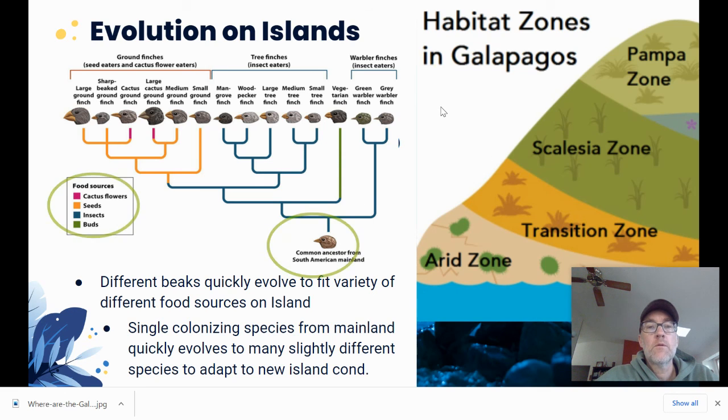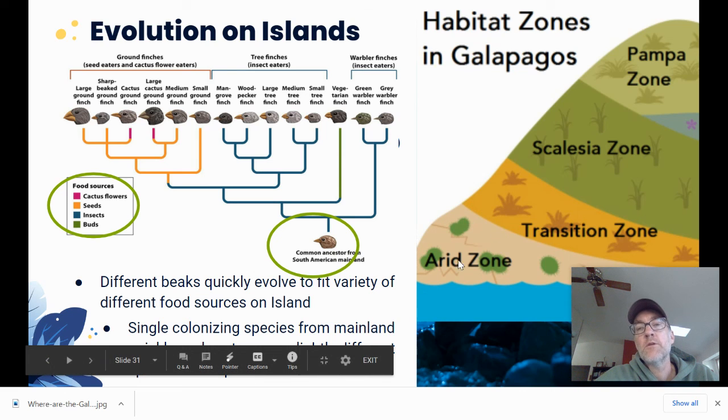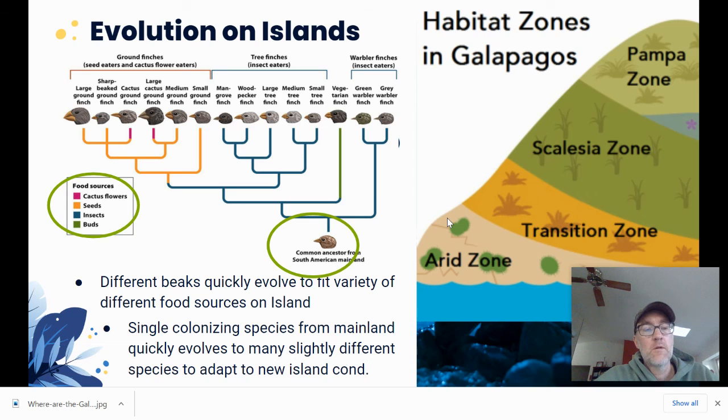All right. So here's the common ancestor, and you can see the food sources. Those food sources are going to again vary depending on where you are on the island. And that's going to isolate those populations as they start to evolve different unique characteristics.